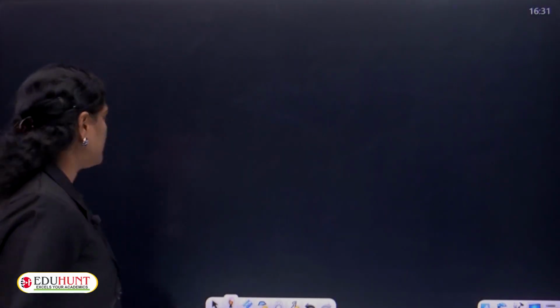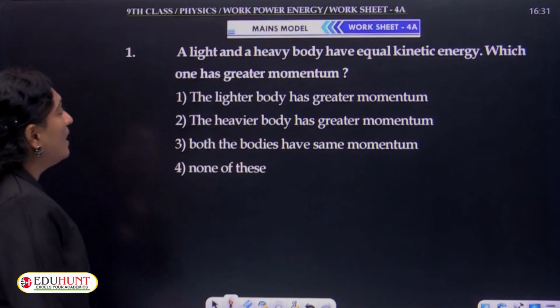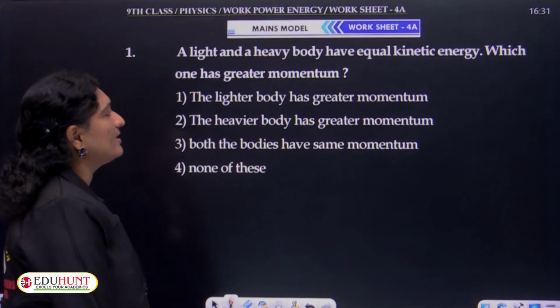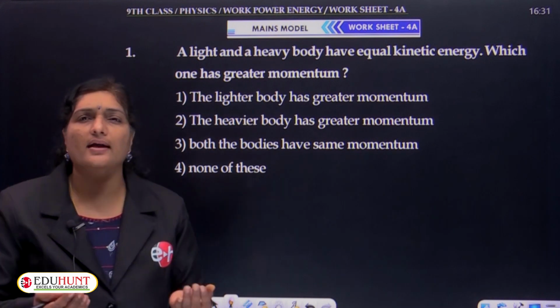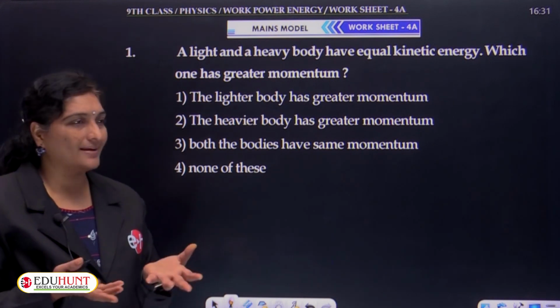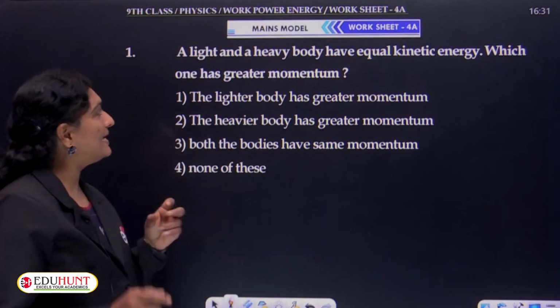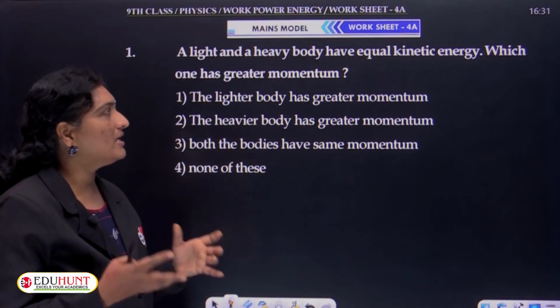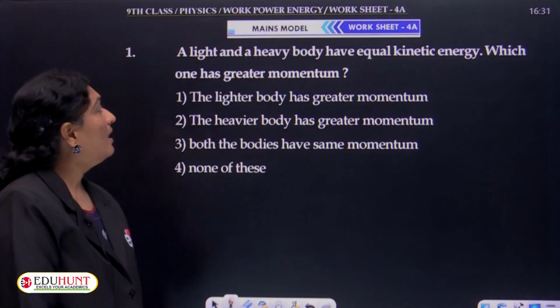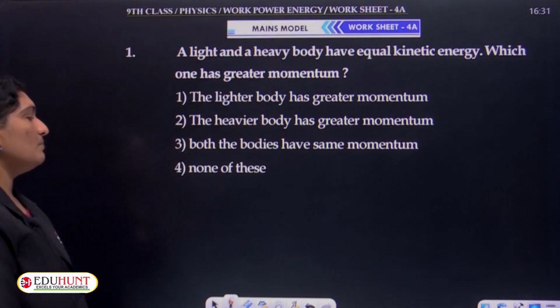So children, welcome back. Let us move to worksheet number 4 of work, power, energy questions. The first question is about a light and a heavy body having equal kinetic energy. A light body means lesser mass, and a heavy body means larger mass. So a light and a heavy body have equal kinetic energy. Which one has greater momentum?